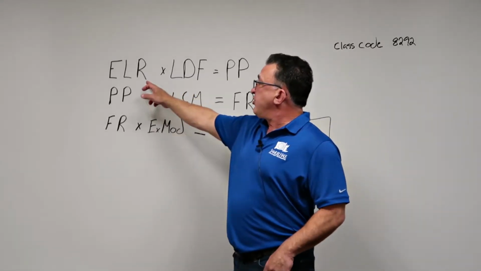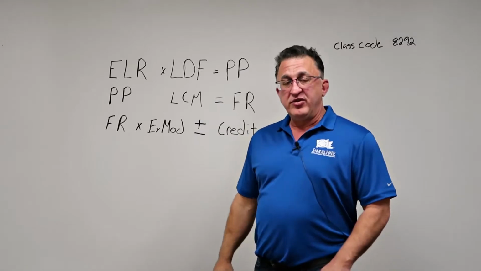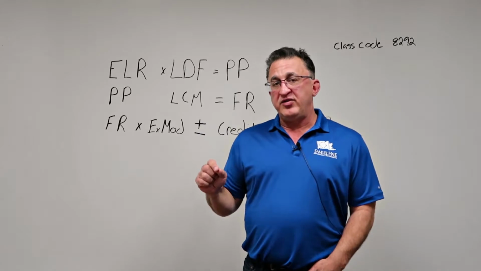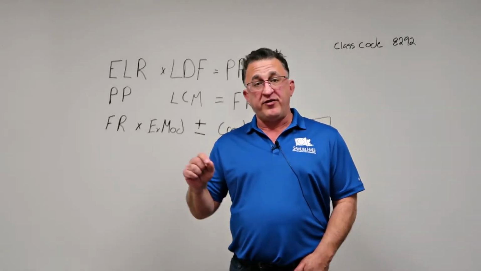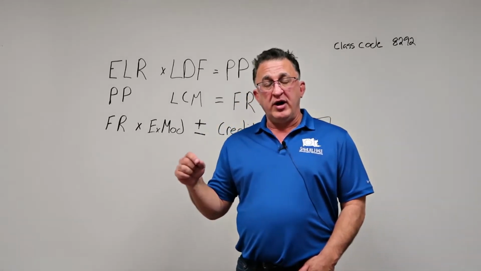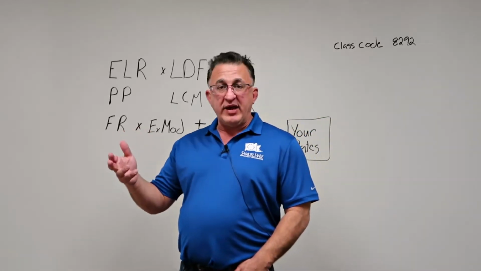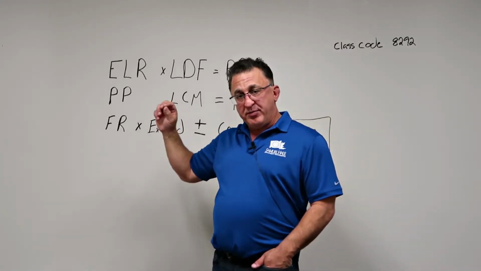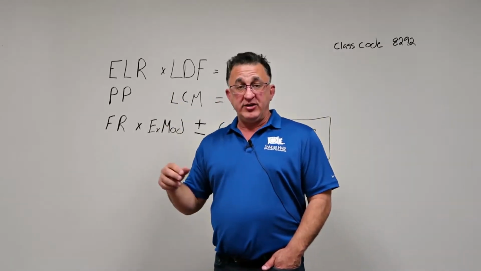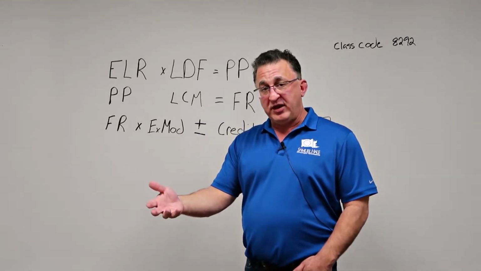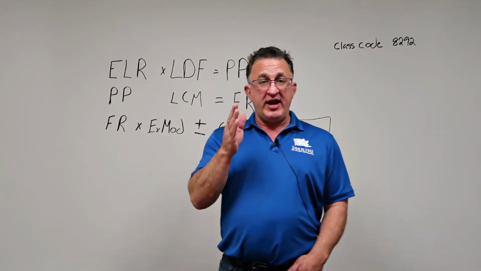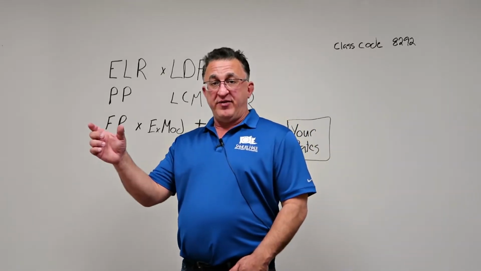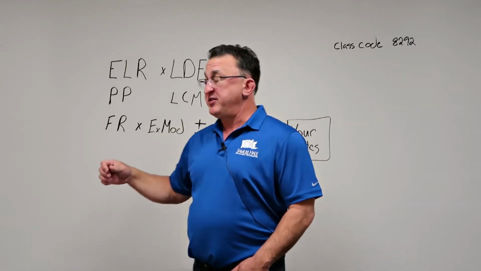So the first thing we're going to talk about is the ELR. The ELR is expected loss rate, and that's something that the WCIRB publishes every year for every class code. So for class code 8292 as an example, the number that they put up here is a percentage of payroll, and it tells you what your budget can be for claims at the end of the first year in order to have a 100 mod. And it's also the base of the formula that we use to ultimately get to what your rates are.